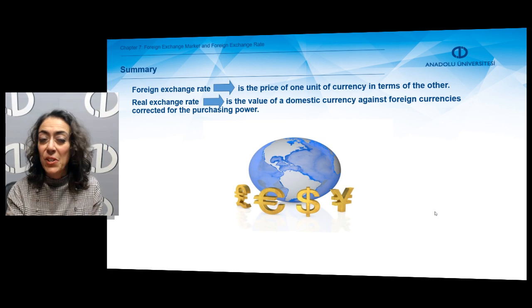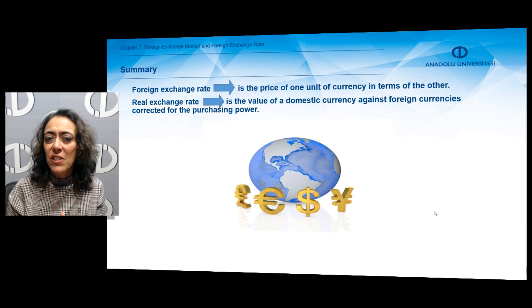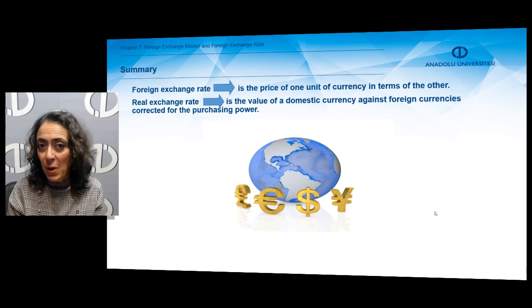What is the foreign exchange rate? It is the price of one unit of currency in terms of the other. So foreign exchange rates are determined in the foreign exchange markets.